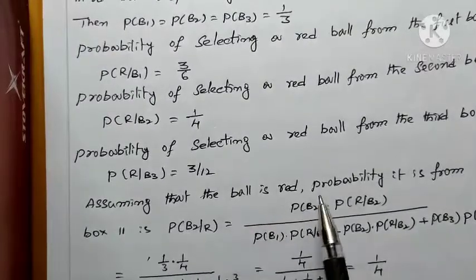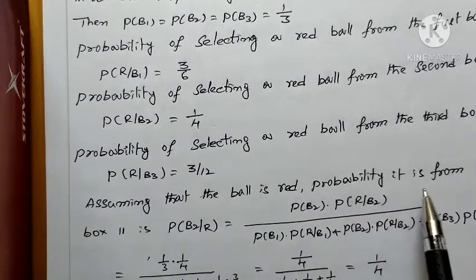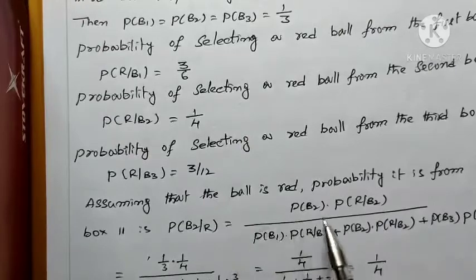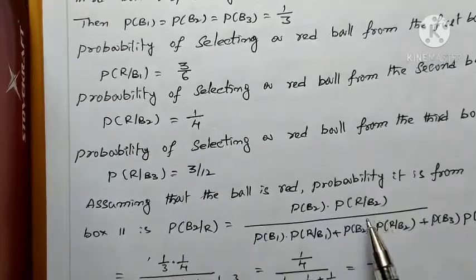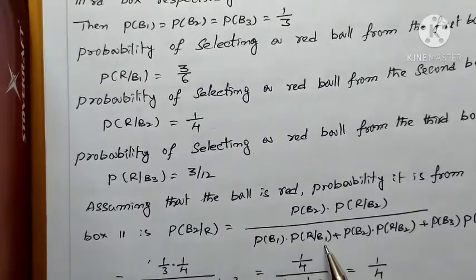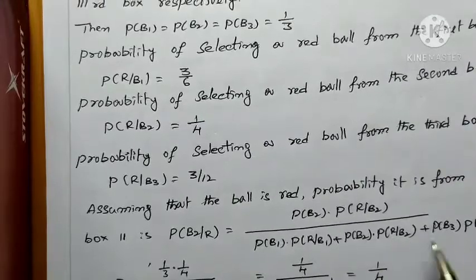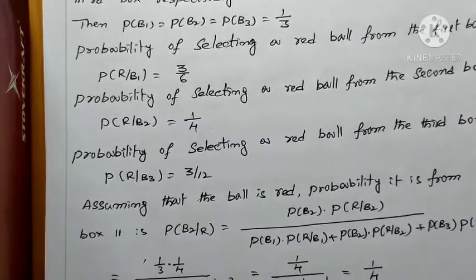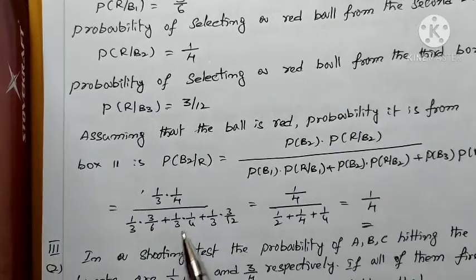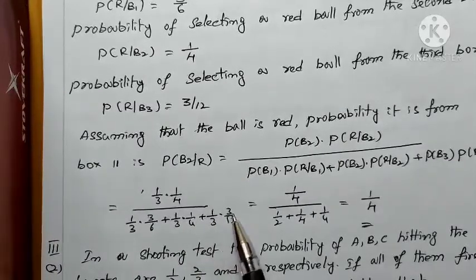Assuming that the ball is red, the probability it is from box 2 is P(B2|R). By using Bayes' theorem, this is equal to P(B2)P(R|B2) divided by [P(B1)P(R|B1) + P(B2)P(R|B2) + P(B3)P(R|B3)]. That is equal to (1/3 × 1/4) divided by (1/3 × 3/6 + 1/3 × 1/4 + 1/3 × 3/12).